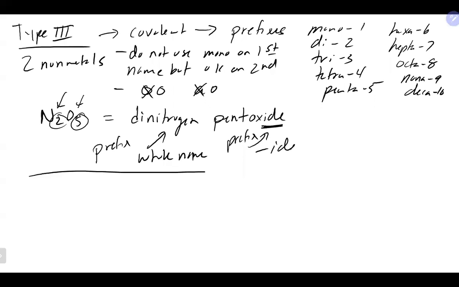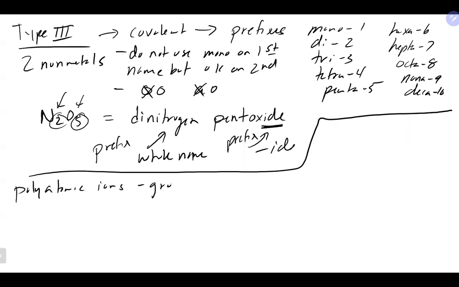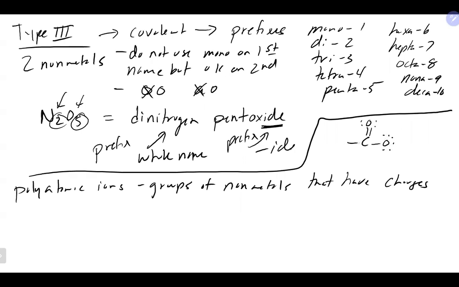We then got into polyatomic ions. Remember, polyatomic ions are groups of nonmetals that have charges. So they are covalently bonded together, but overall they end up with a charge like the one we drew earlier, which was our carbonate. So this guy here is a polyatomic ion. It is actually held together by sharing of electrons, but overall it does have a charge. So it's considered an ion.